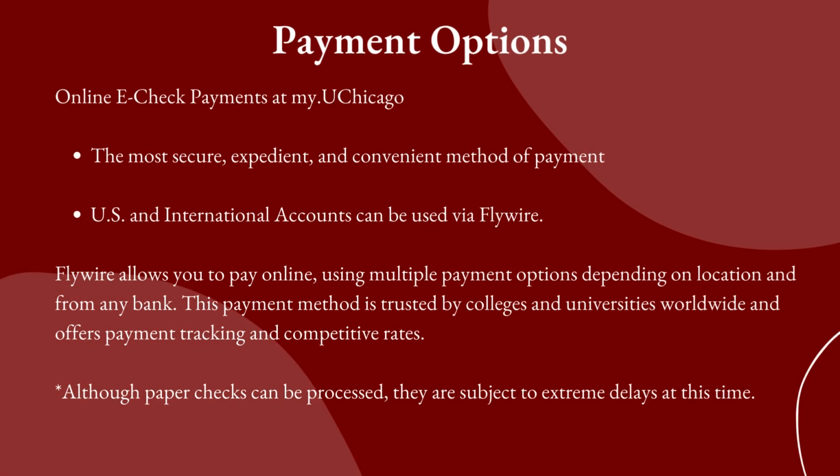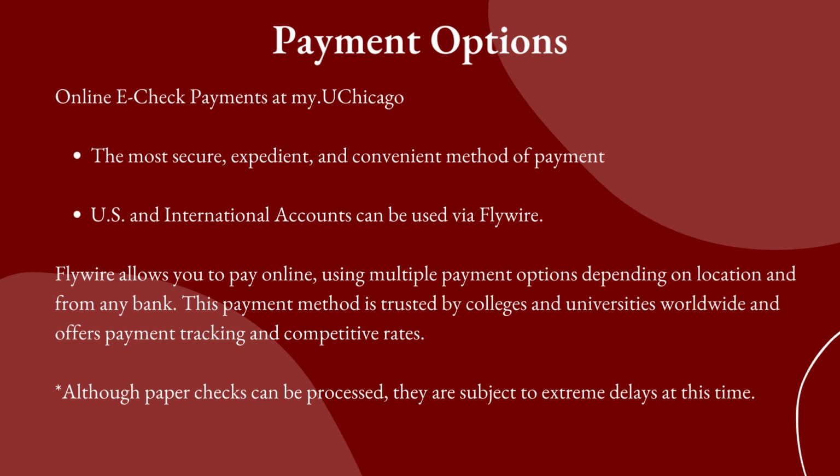Let's review your payment options, beginning with self-payment options. All students and authorized users, including those with an international account, can submit payment via electronic check with their student portal at my.uchicago.edu or in the Authorized Users link in the eBill ePay section of their account. Payments can be submitted via a US bank account, and international accounts can be used via Flywire.